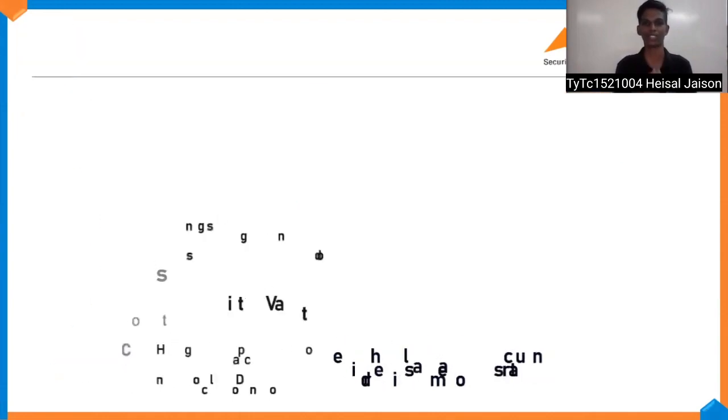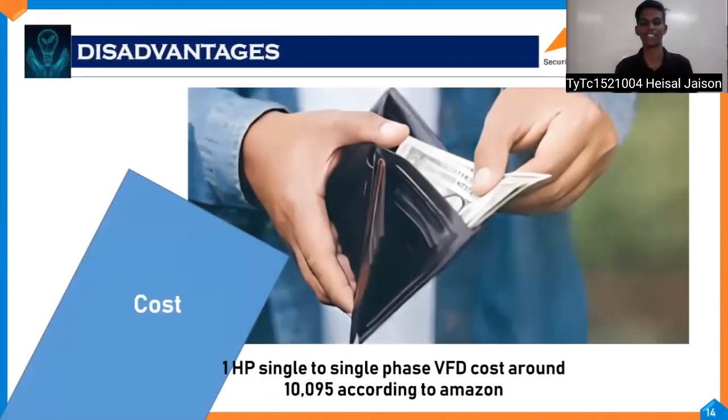Then we can talk about the disadvantages. One of the main disadvantages of the VFD is cost. Normally, anything that has more advantages will be more costly. Here, a 1 HP motor has a 1 HP single phase VFD motor driver. It costs around 10,000, so a little bit costly, according to Amazon.